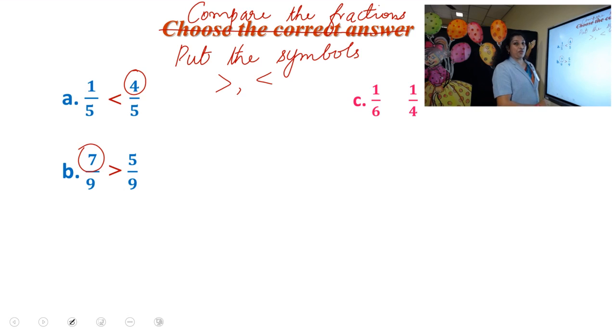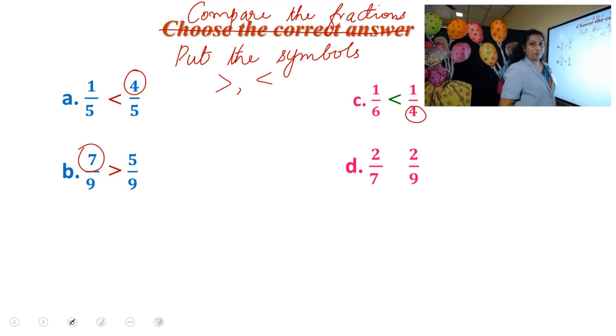Next question. 1 by 6, 1 by 4. Here, look at the fraction. The numerators are the same. When numerators are the same, which will be greater? The fraction with smaller denominator. That will be greater. So, 1 by 6 is less than 1 by 4. Next. 2 by 7, 2 by 9. Here also the numerators are the same. So, look at the denominator, the fraction with smaller denominator. That will be greater. So, 2 by 7 is greater than 2 by 9.